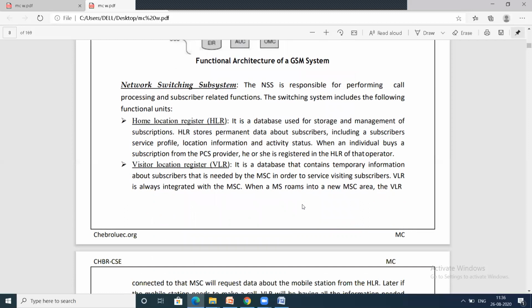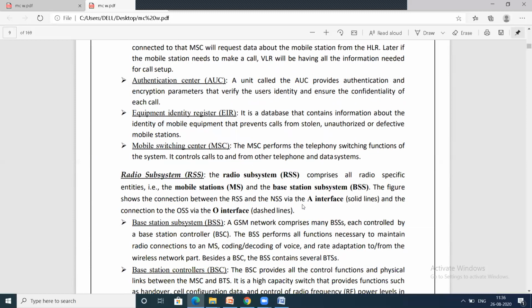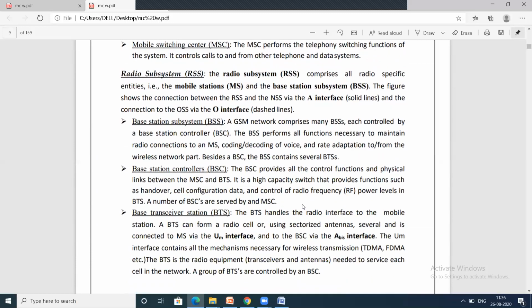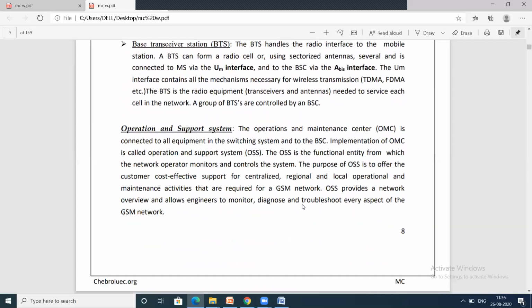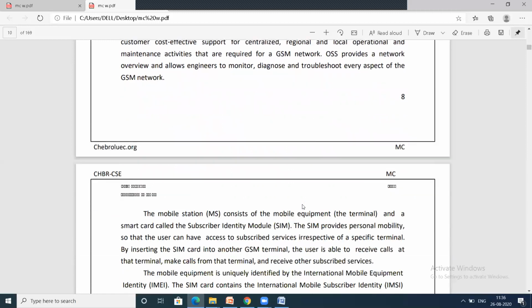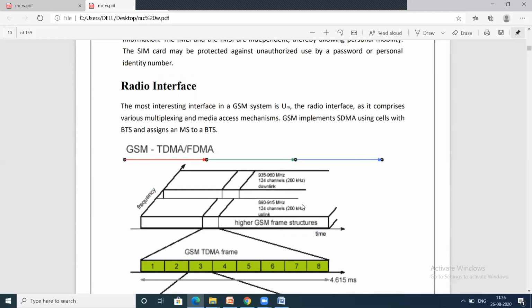What are the parts in the network switching subsystem? The NSS contains HLR, VLR, that is authentication center, equipment identity register, and mobile switching center. Next, the radio subsystem contains mobile stations. Next, BSS, base station subsystem, and these are the components. And the last one, operations and support system. The operation and support system will connect to all parts of the GSM architecture. Okay, this is about GSM architecture.